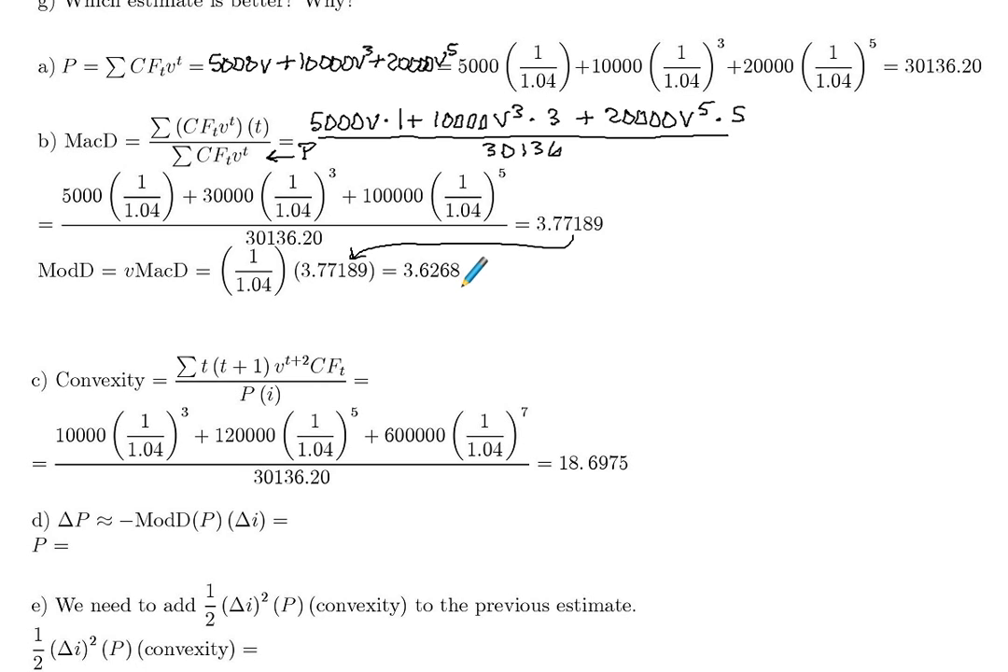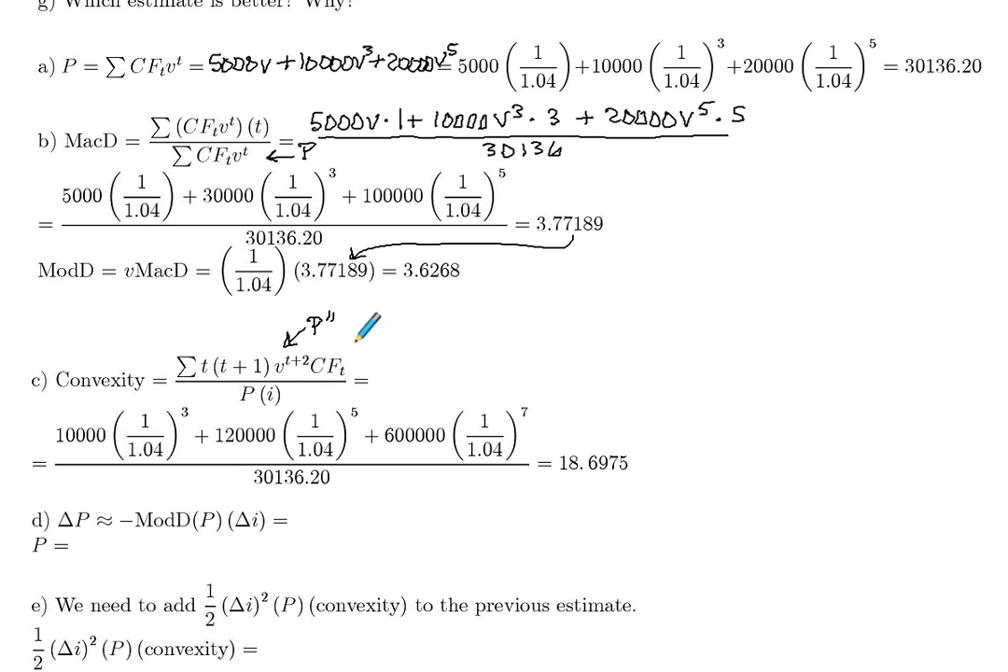Okay, next up they want us to compute the convexity. Okay, so by the formula that we derived up above, convexity is the sum of (t plus 1), v to the t plus 2, cash flow at time t, divided by the price. So this is on the top here. Remember, this is p double prime. That was our expression for p double prime, and convexity is p double prime over p.